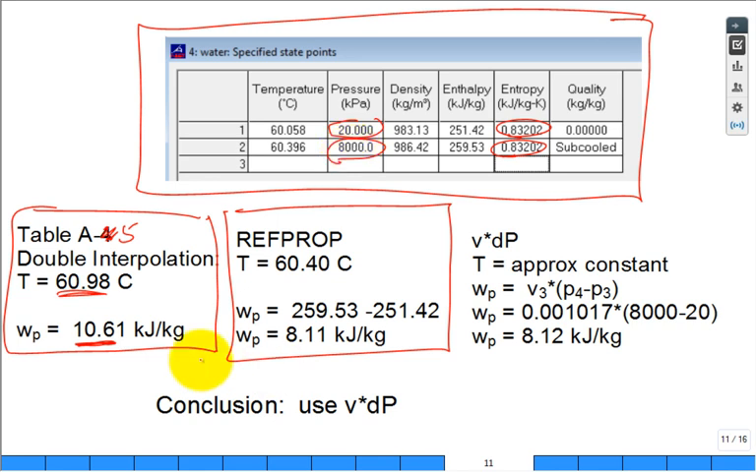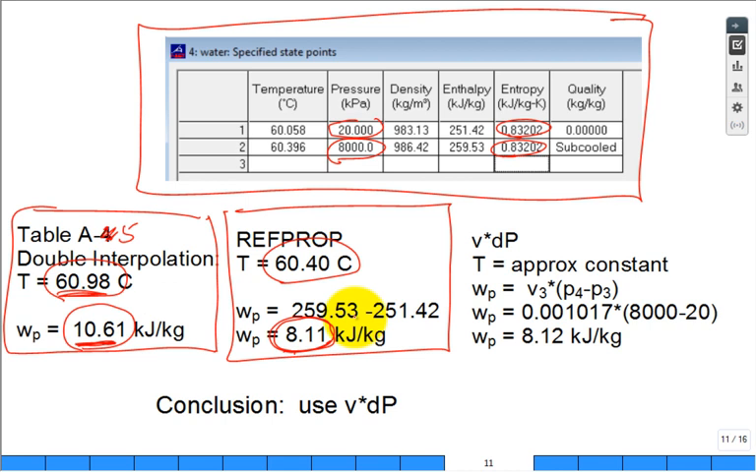Now, take a look. What about 10.61 versus 8.11? Well, it's different. Maybe it's not that big of a deal, but this would be the more accurate one using RefProp. And instead of 61, it would be about 60.4.